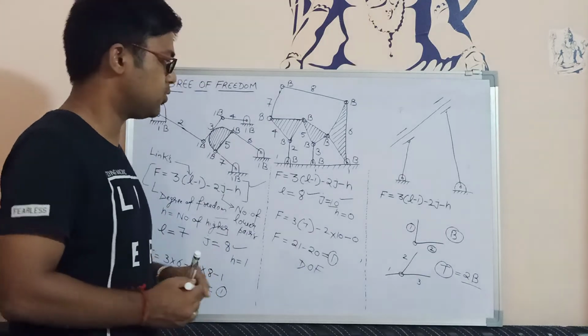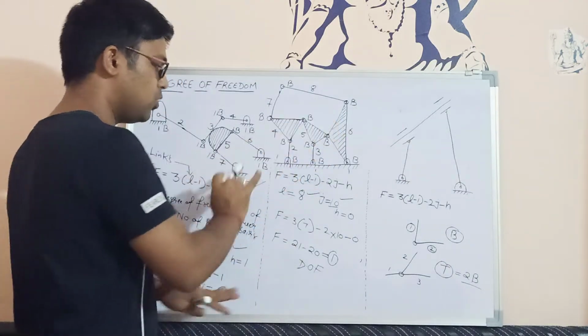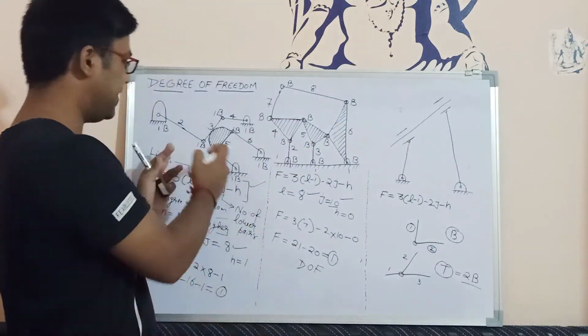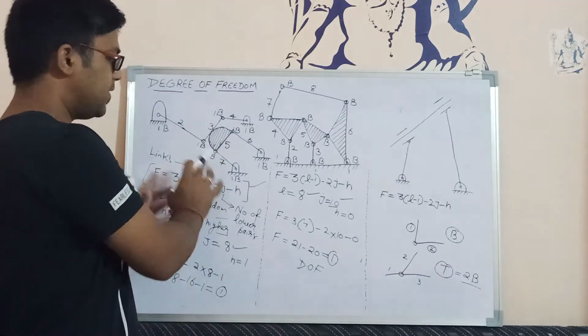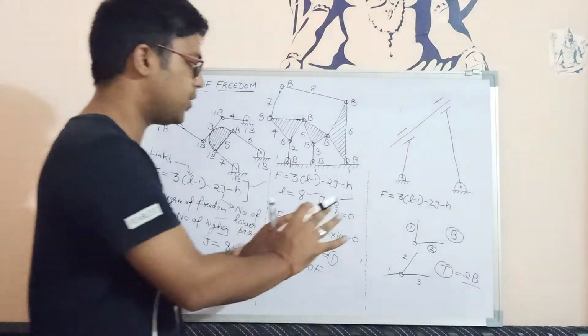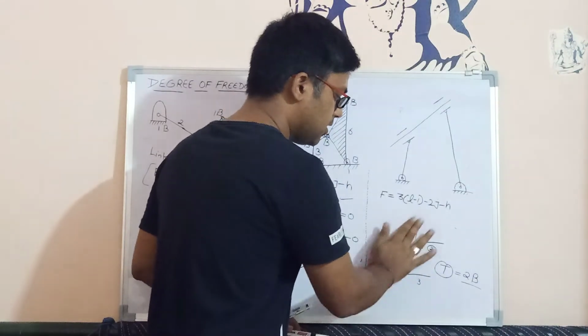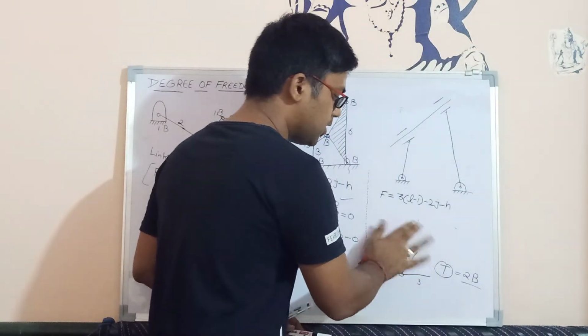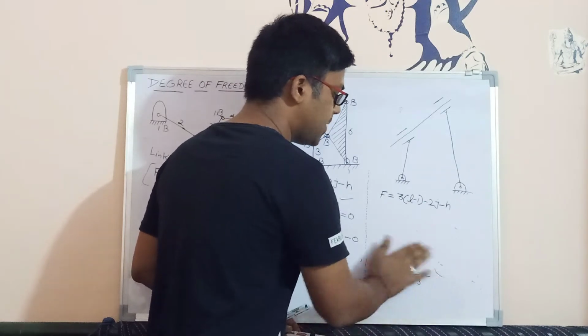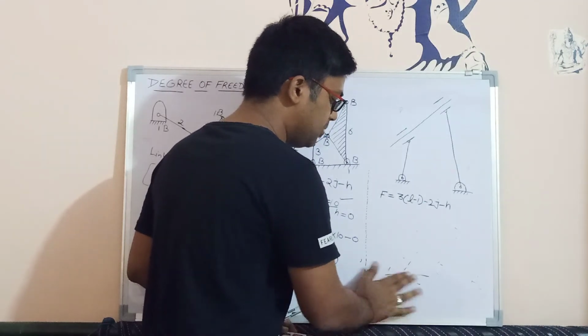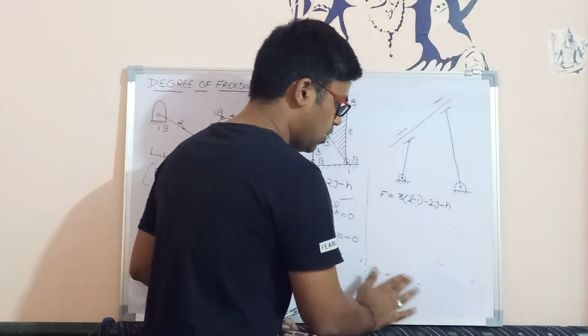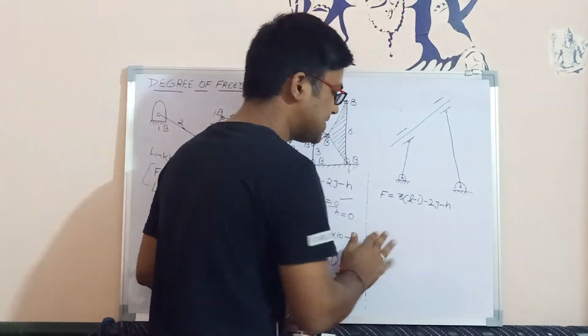Clear? So this is the second case. So in this case, no higher pairs are there. In the previous case, we had lower pairs as well as higher pairs also. Now we are going to move toward the last case, in which we are having a case where the formula of Kutzbach is not applicable. We have to basically modify it. Clear? How basically we can modify it, you guys can see.